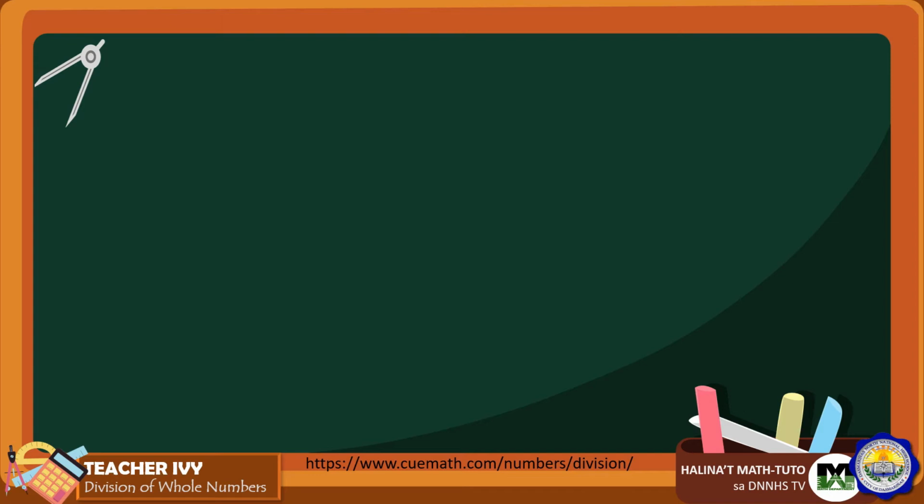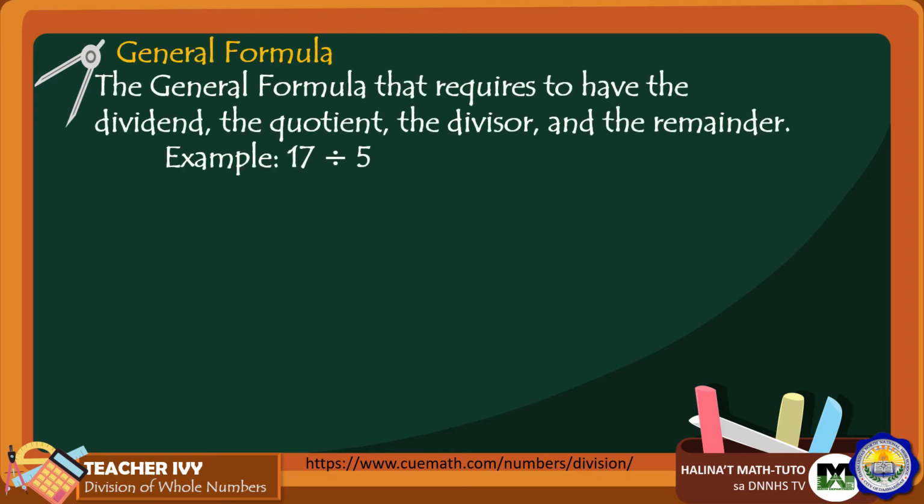In dividing whole numbers, we should know the general formula that requires to have the dividend, the quotient, the divisor, and the remainder. Let us have an example whose answer is with remainder. 17 divided by 5. I'll give you a scenario. Let's say we will group these 17 students into 5 members each group. How many groups can we form with equal distribution?